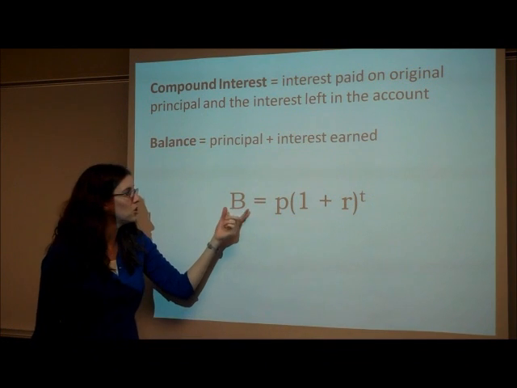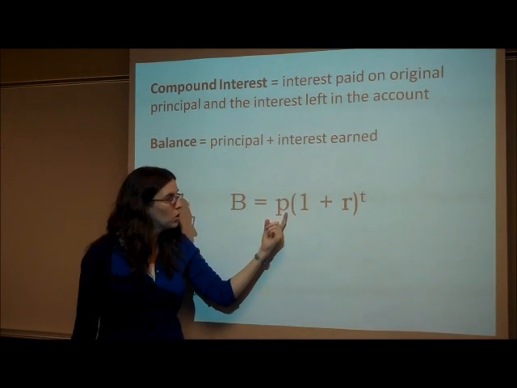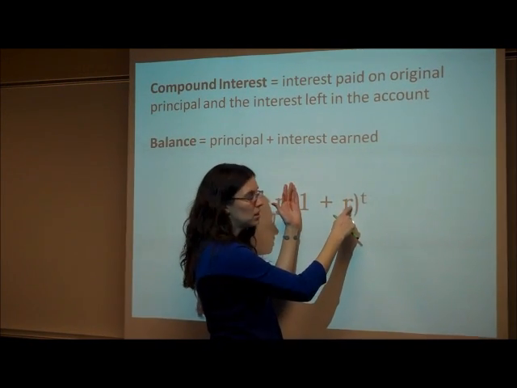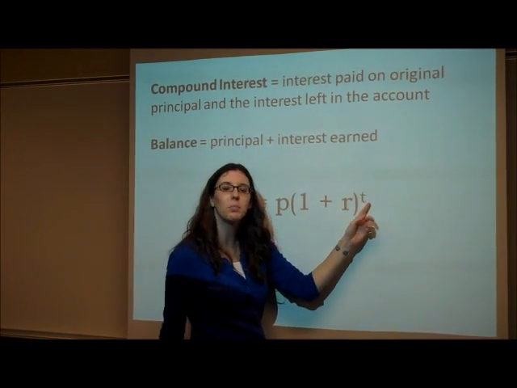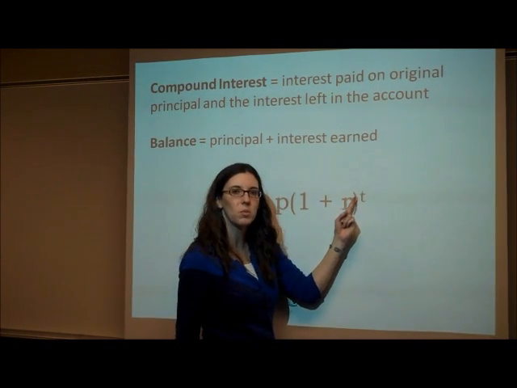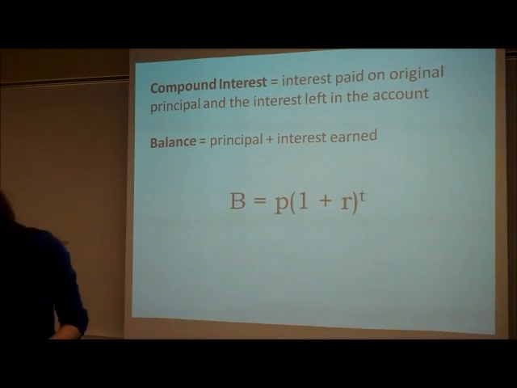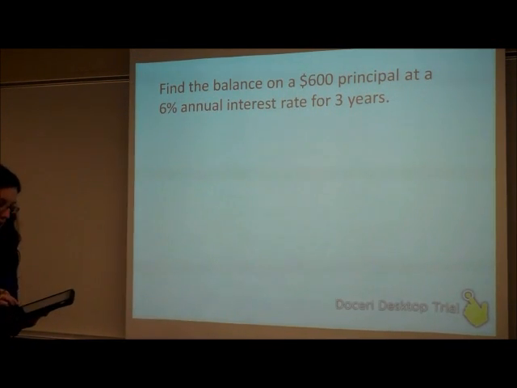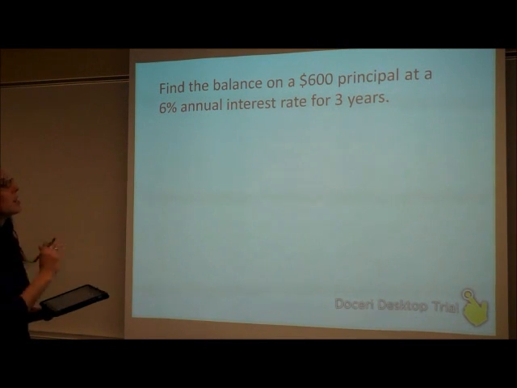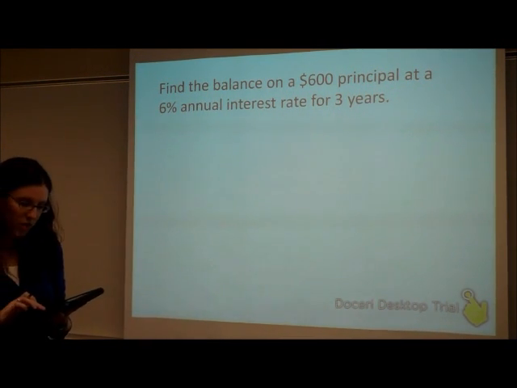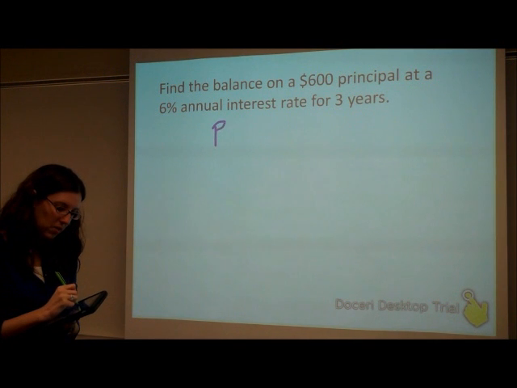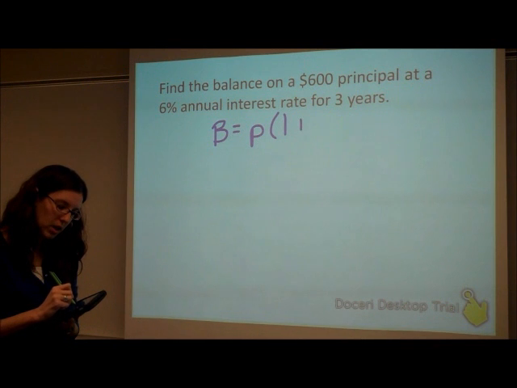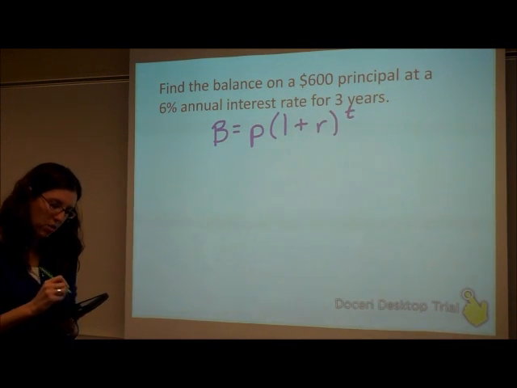So here's the formula. So your balance is equal to the principal multiplied by, in parentheses, 1 plus your rate as a decimal, and that is to the T power. So how many years, that's going to be the power. So, let's look at a problem. It says find the balance on a $600 principal at a 6% annual interest rate for 3 years. So again, start by writing down your formula. B equals P times 1 plus R to the T power.